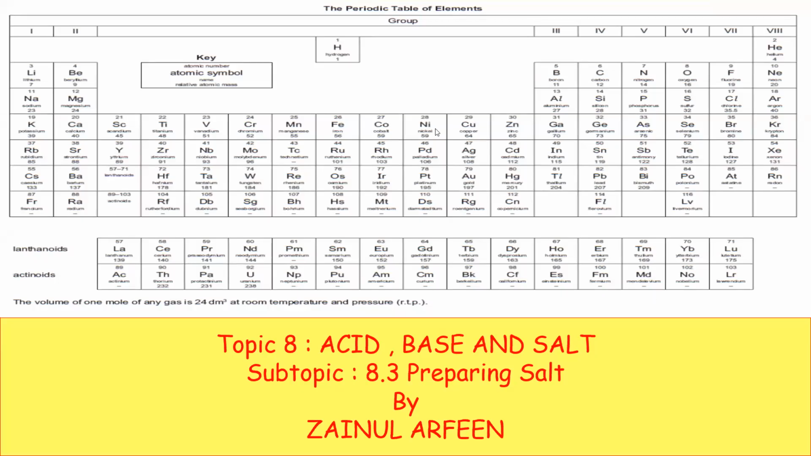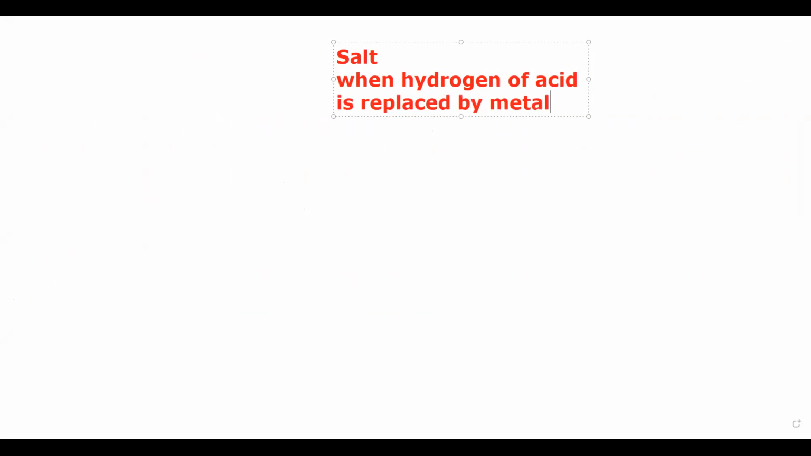The main topic is acid, base and salt, and the subtopic is the preparation of salt, how salt can be prepared. First, the definition of a salt, how we define the term salt. A salt means when the hydrogen of an acid is replaced by a metal, we call that a salt.